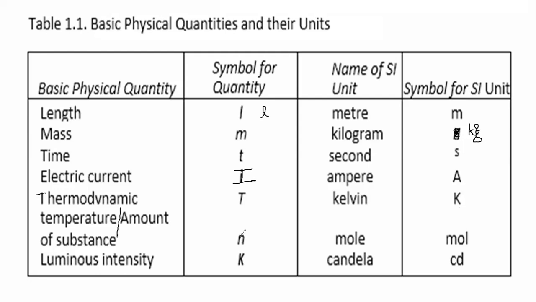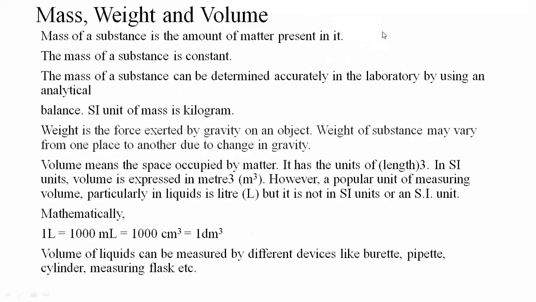Amount of a substance is denoted as small n. The SI unit is mole, and the symbol for the SI unit is mol. When I want to say 10 moles, I will write 10 mol. Luminous intensity, the symbol is Iv. Its SI unit is candela, abbreviated as cd. So here are the symbols, the names of the SI units and the symbols of the SI units.